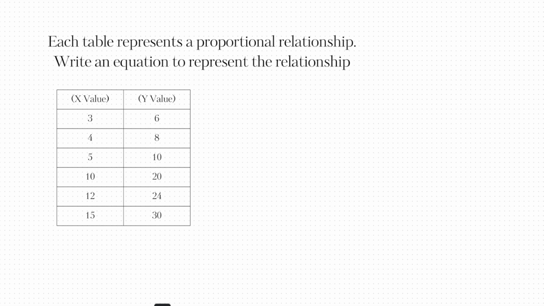So let's do a couple of these together. It says each table represents a proportional relationship. Write an equation to represent the relationship. Anytime it says write an equation, what that refers to, again, is y equals kx, and we have to figure out what the k value is. That's all we have to do.